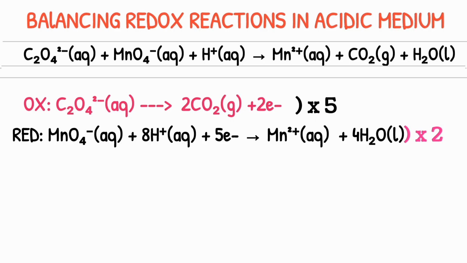Let's go to the reduction half equation. When we multiply all the species by 2, we are going to have 2 times permanganate ion plus 2 times 8 is 16. We are going to have 16 hydrogen ions, and we are equally going to have 2 times 5, 10 electrons. You see now that the number of electrons are balanced. We continue. 2 times manganese 2 ions, and then we have 2 times what? 4 water. 2 times 4 is 8. We are going to have 8 molecules of water.